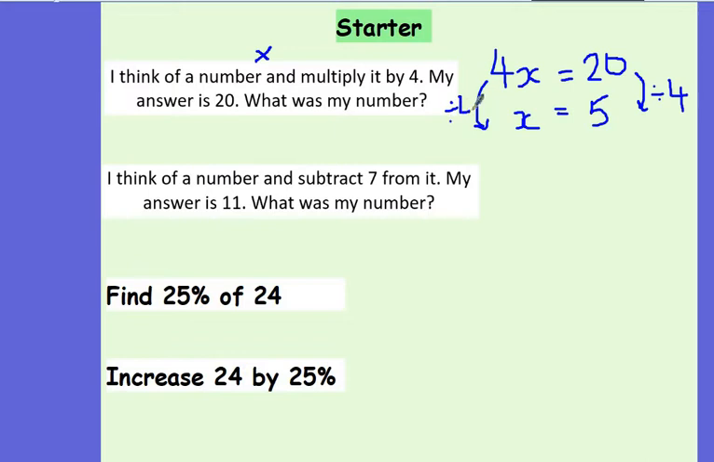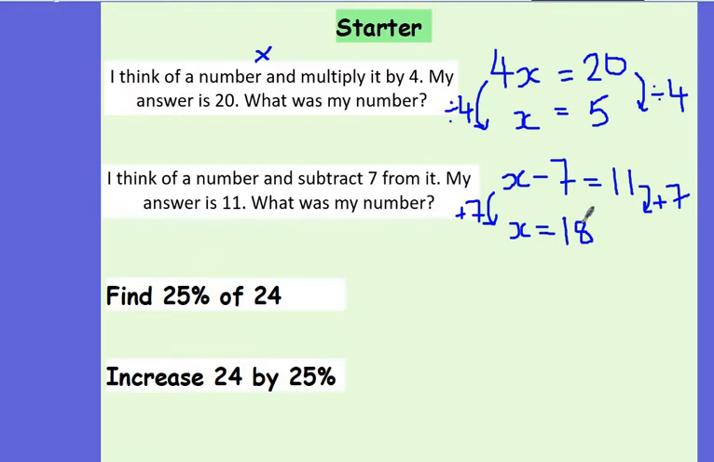For the next question, I said I think of a number, let's call it x, I subtract 7 from it, and my answer is 11. What was my number? Let's solve it like a linear equation. Let's add 7 to both sides. And Henry, what does that leave me with? Exactly, x is equal to 18. Thanks very much.